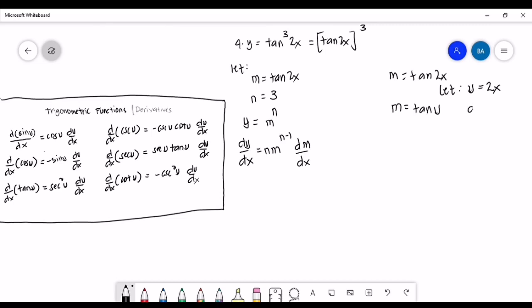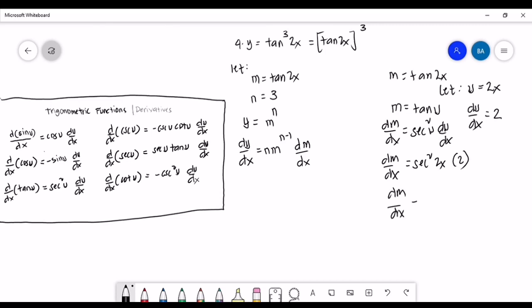And then if we derive our u with respect to x, this equals positive 2, because we know that our dm with respect to dx is equal to the third equation: the derivative of tangent u is secant squared u times du dx. So dm with respect to dx is equal to secant squared. Our u is 2x, the du dx is 2. So overall, our dm with respect to dx is equal to 2 secant squared 2x.